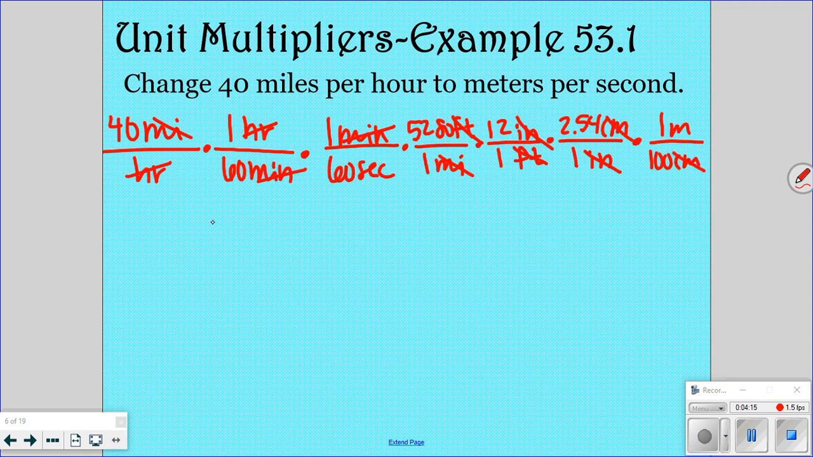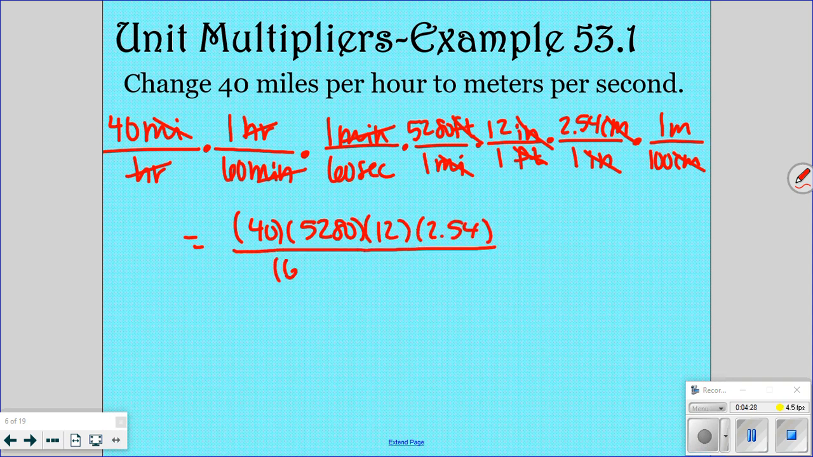And so now we're just going to write it as 40 times 5,280 times 12 times 2.54 all over 60 times 60 times 100. And our units are meters per second. So that would be your answer. Hopefully you remember doing that back in Algebra 2. Maybe you've done it in another science class, but that's what you do for unit multipliers.